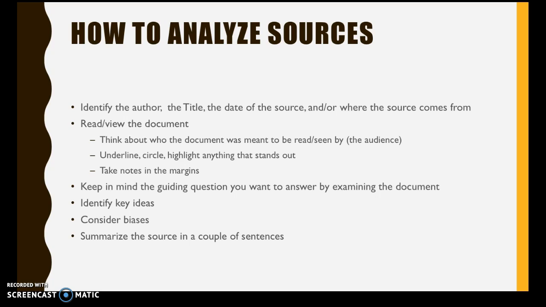Next, and this has to do with actually interacting with the document, you're going to want to underline, circle, or highlight anything that stands out to you as you're reading it. And then also you're going to want to take notes in the margins. This is called annotating. Also, as we're reading through the document, we're going to want to keep in mind the guiding question that we want to answer by examining the document. We're going to want to identify key ideas found in the document. We're going to want to consider biases, which we've talked about in the past.